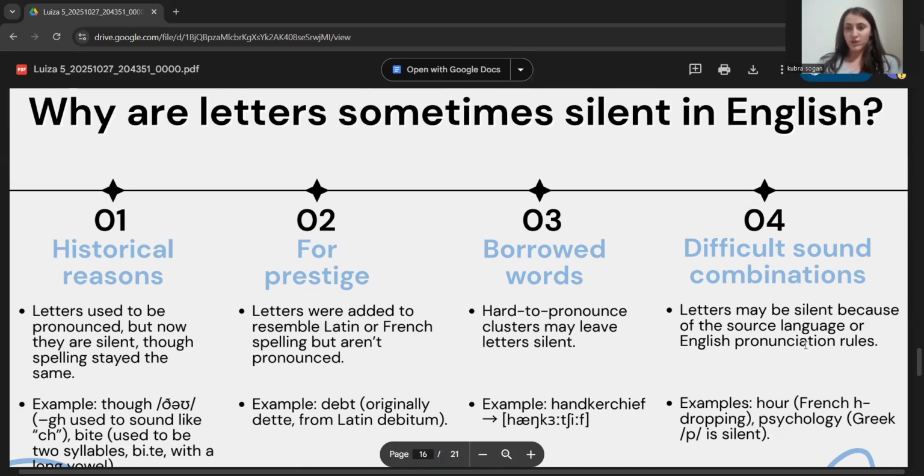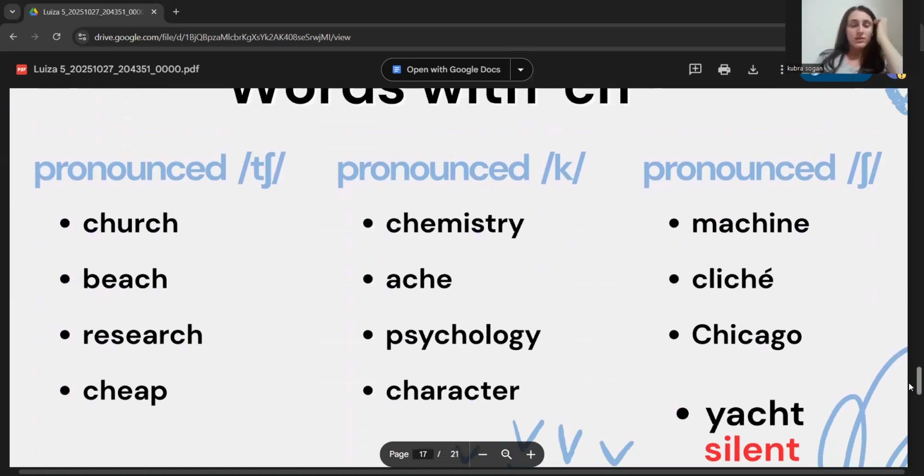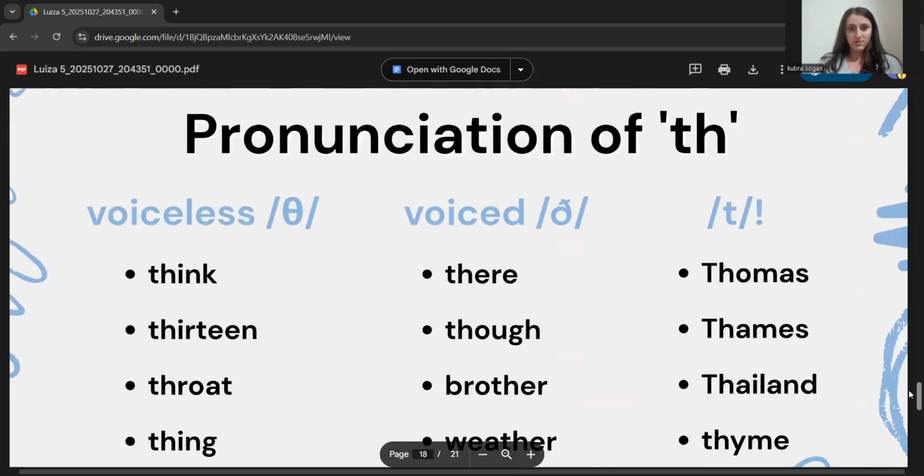Examples are French H dropping. Words with ch: church, beach, research, cheap. These are pronounced with ch. And chemistry, echo, psychology, character. These are pronounced with k. Machine, cliche, Chicago. They are pronounced with sh. And also, ch in yacht is silent.